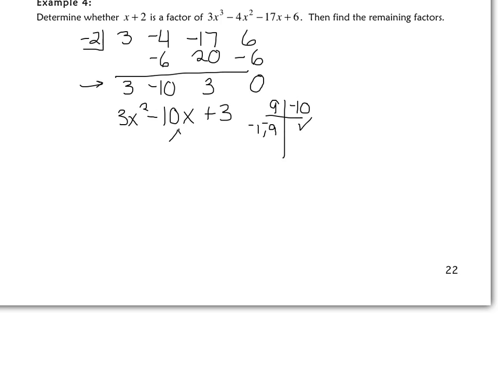I'm going to split the middle term in two. So 3x squared minus 1x minus 9x plus 3. Now that I have four terms, I'm going to factor by grouping. What goes into these two? Just an x. And I would be left with 3x minus 1.